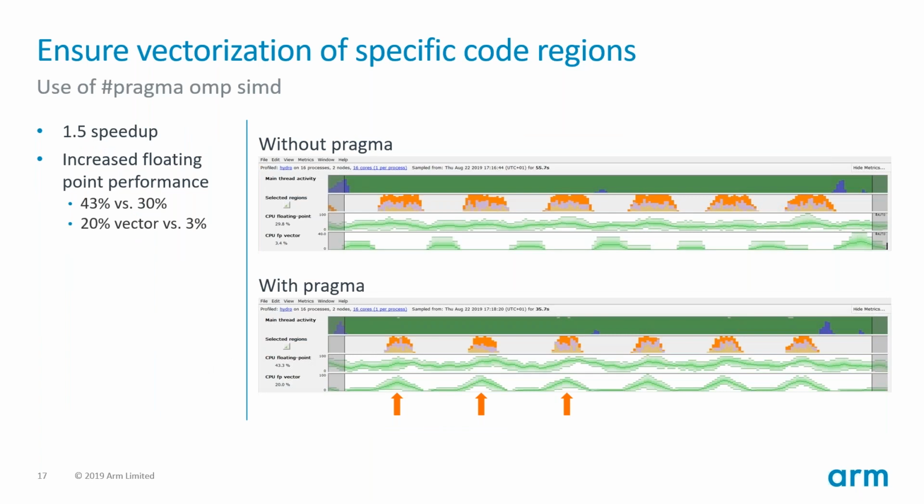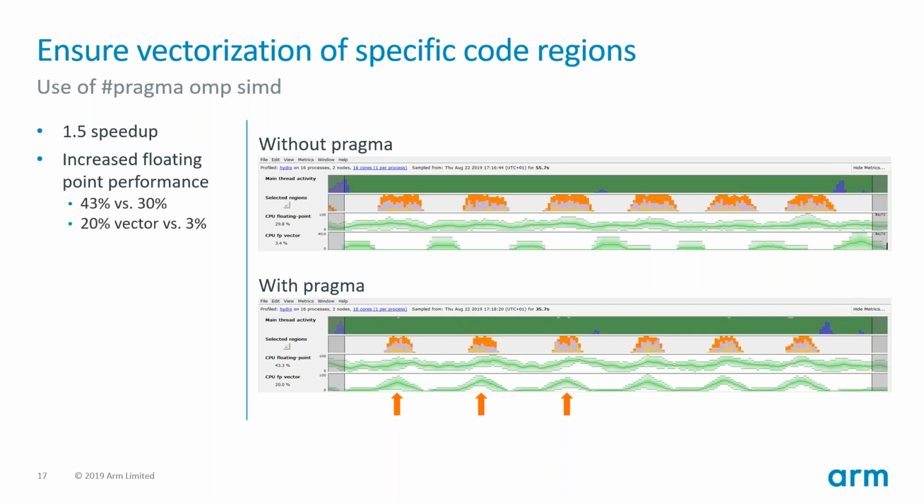A simple fix can be applied to this performance problem. The use of OpenMP SIMD pragmas can force the compiler to vectorize the sections of code. When profiling the results again, the performance improvement is obvious. MAP indicates a higher amount of floating point and vector floating point operations.